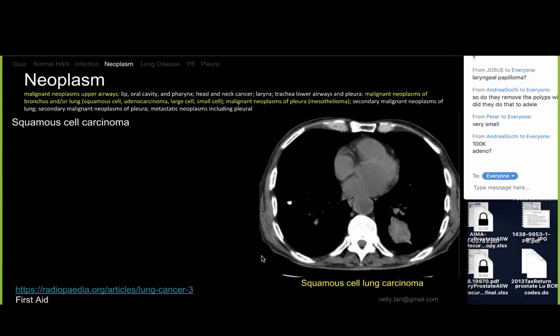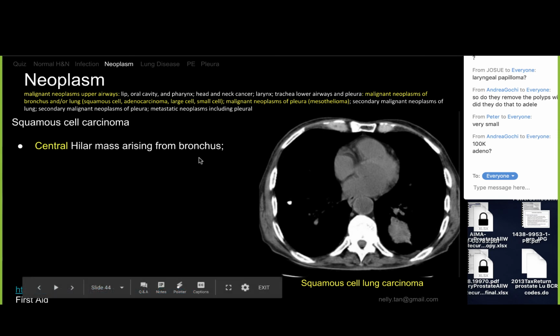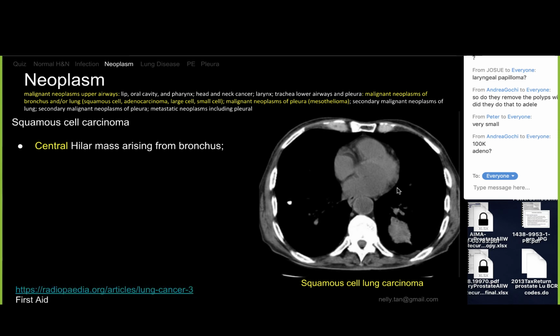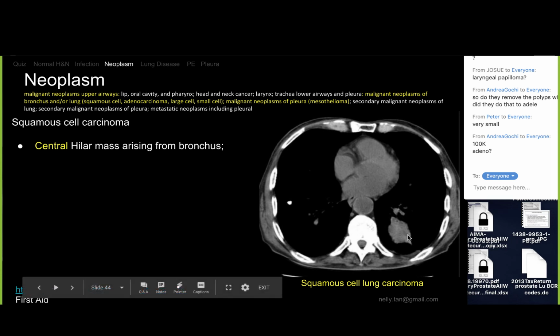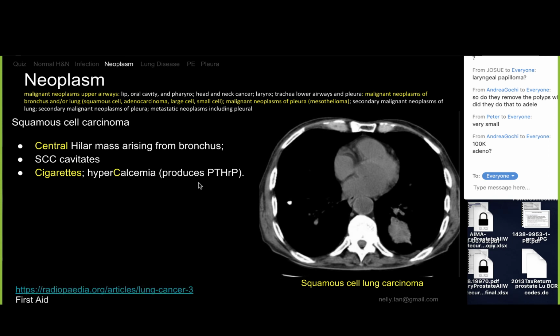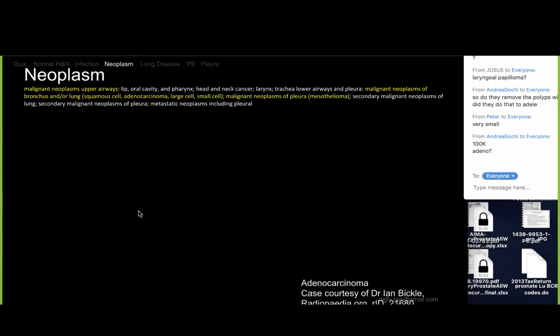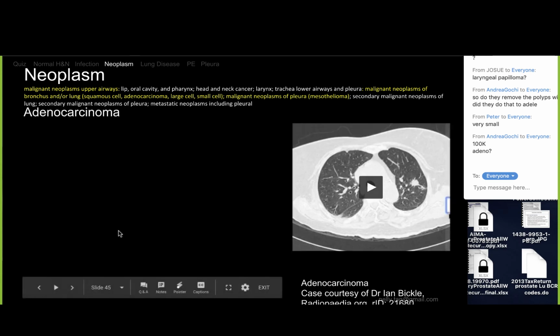We're going to talk about squamous cell first, and typically this is from smokers smoking. I guess similar to squamous cell of the nasopharynx and even squamous cell carcinoma of the esophagus. They're usually central hilar, perihilar masses. They can cavitate, and I guess this is something you need to know for first aid. They can produce PTH-related protein and can cause hypercalcemia. Little notes for your first aid exam, I guess. Step one.